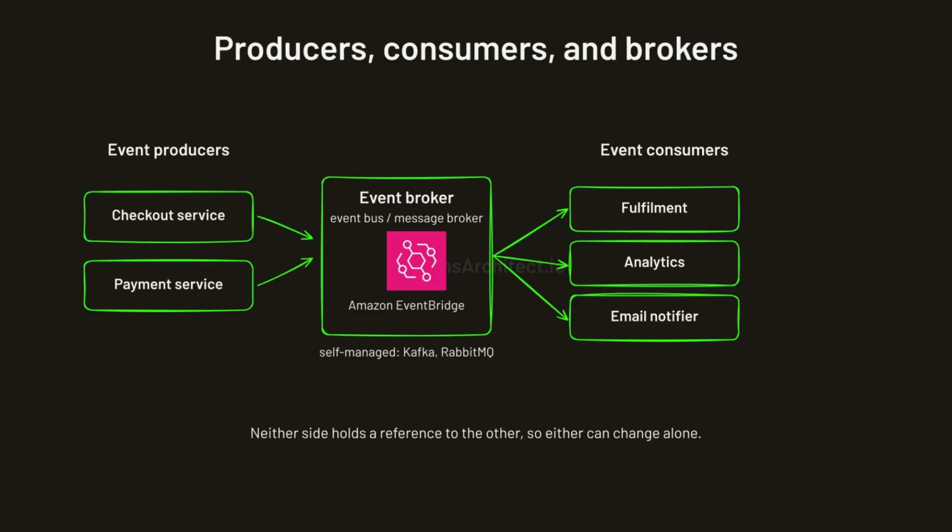Every event system has three roles worth naming. Event producers emit facts, event consumers react to them, and an event broker sits between. That broker is also called an event bus or a message broker, depending on the vendor. Amazon EventBridge, Azure Event Grid, and Google Cloud Pub/Sub all play this role. Self-managed brokers such as RabbitMQ and Apache Kafka do the same job. The broker is what gives you loose coupling via events. Neither side holds a reference to the other.